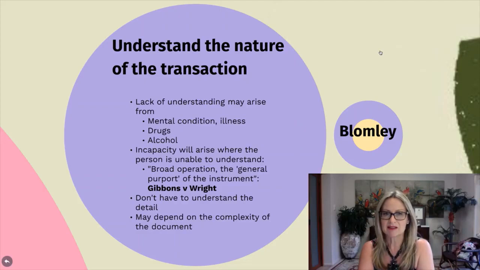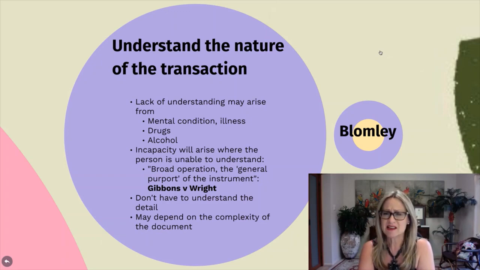So while you might be able to understand some simple stuff, simple contracts, and validly contract there, you may not, due to your condition, drugs, alcohol, understand a really super complex document because you might not even understand the general nature of it. So it might vary according to the circumstances and according to the complexity of the document. But generally, the touchstone is that if you understand the general purport of what you're doing, then you're going to be bound. Now, Gibbons and Wright is one case that the text goes into.